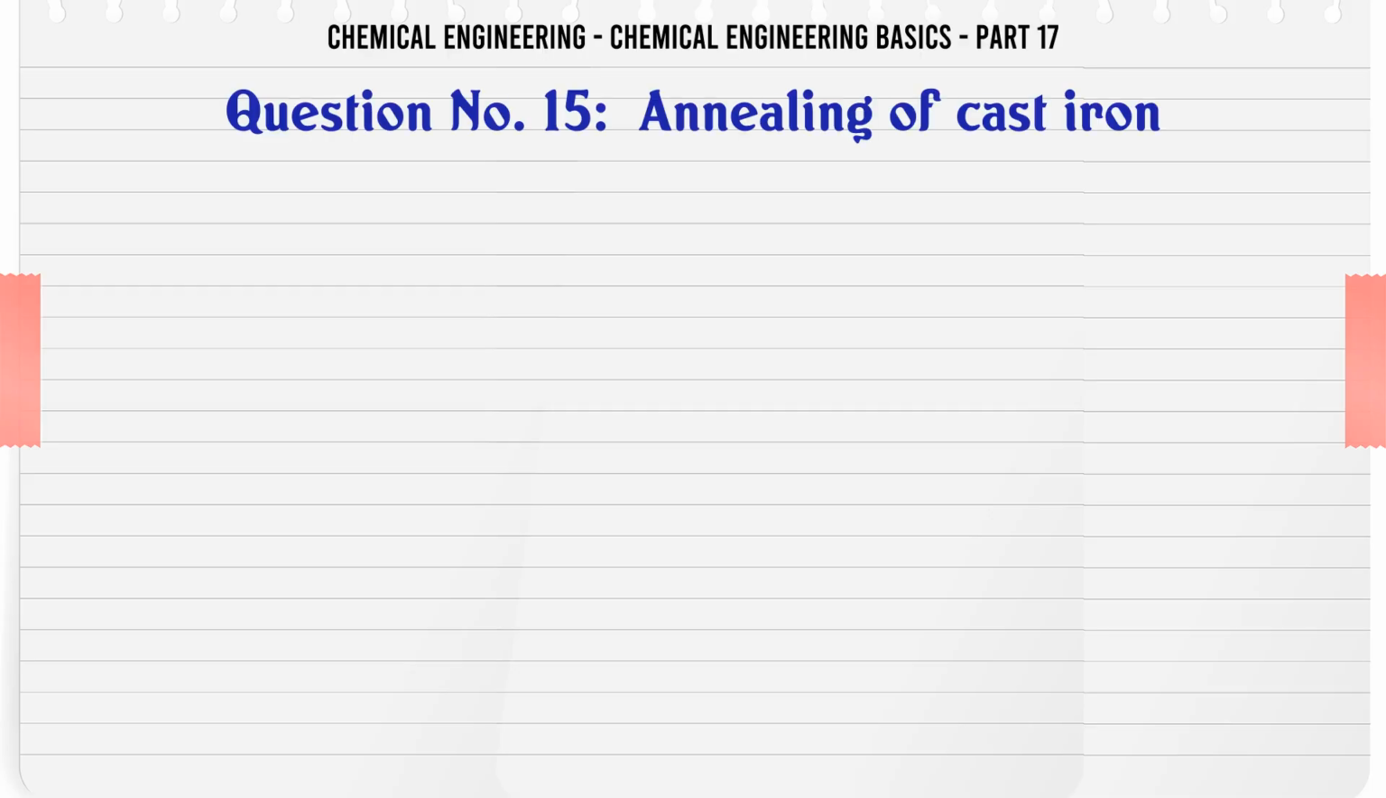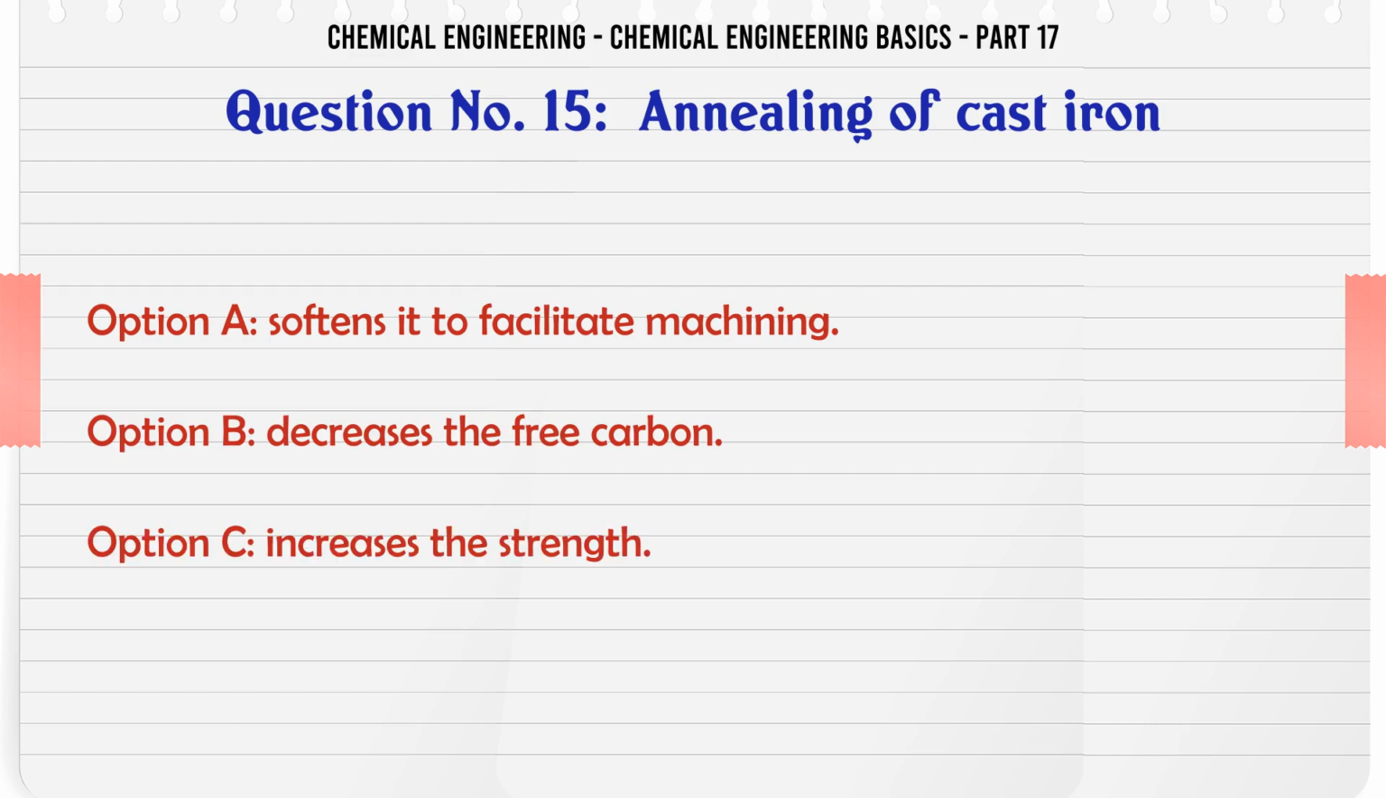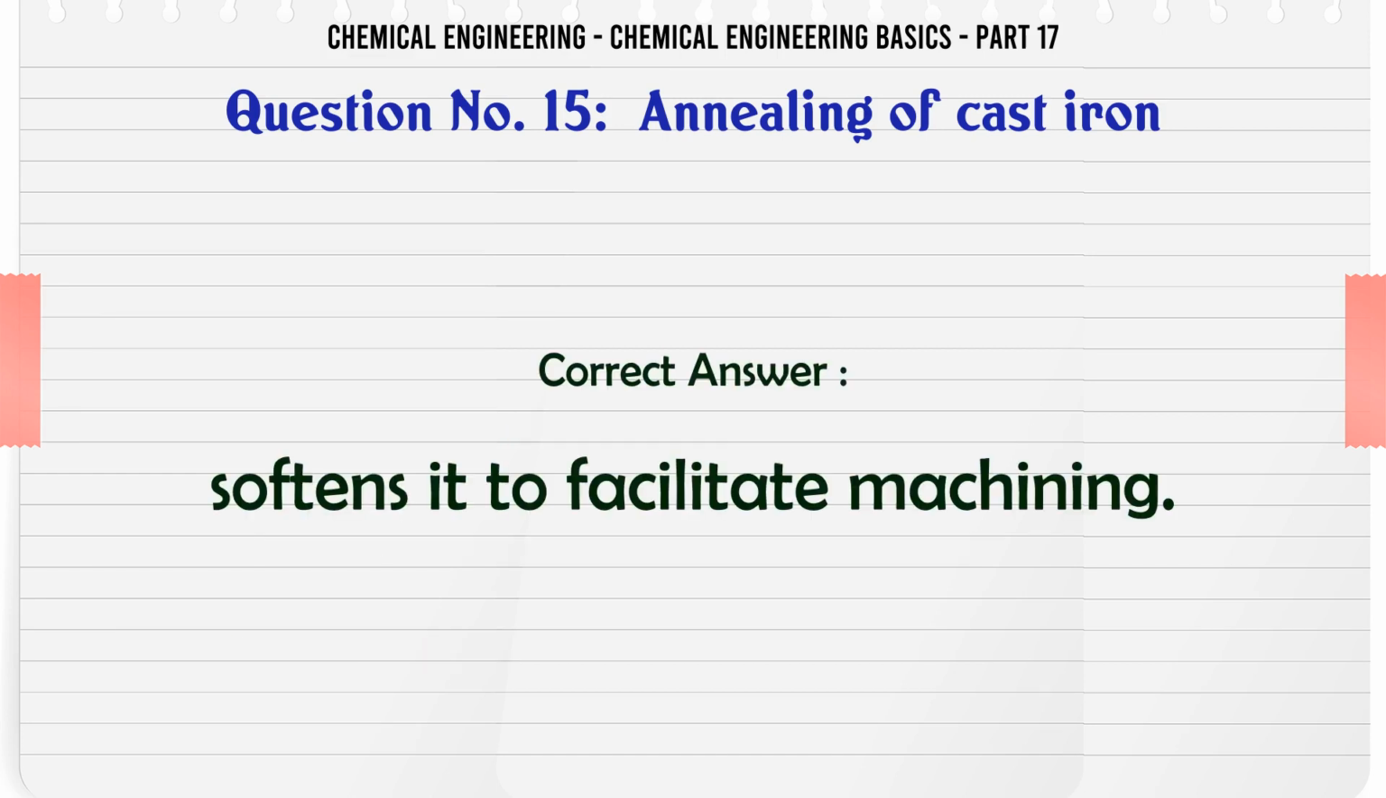Annealing of cast iron. A. Softens it to facilitate machining, B. Decreases the free carbon, C. Increases the strength, D. None of these. The correct answer is softens it to facilitate machining.